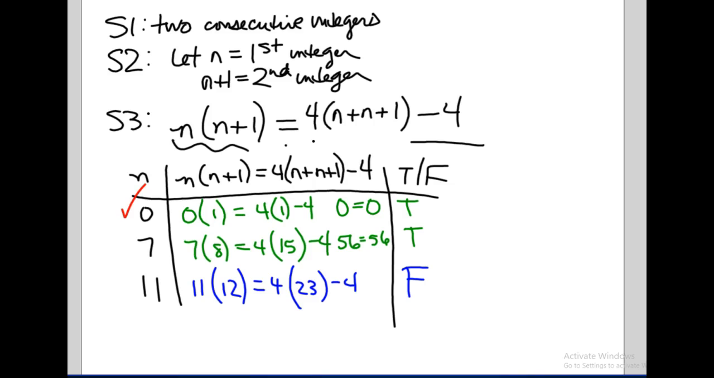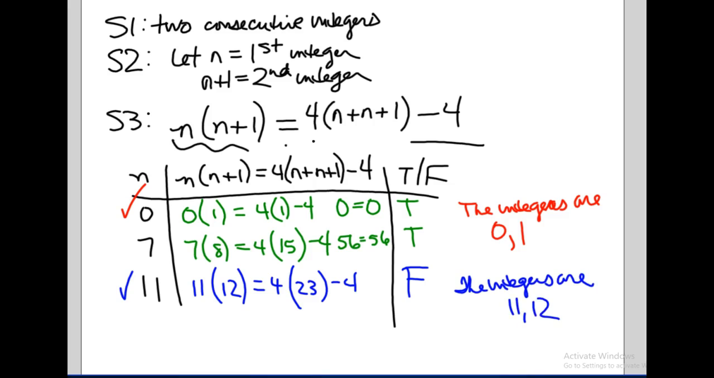If you want to choose 0, then you would say the integers are, what, 0 and 1, okay? Or you could choose the 11 and say the integers are 11 and 12, okay? But you could not say 0 and 11. Why is 0 and 11 not the right answer? Right, because they're not consecutive.